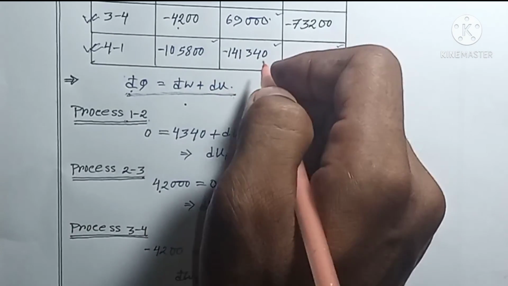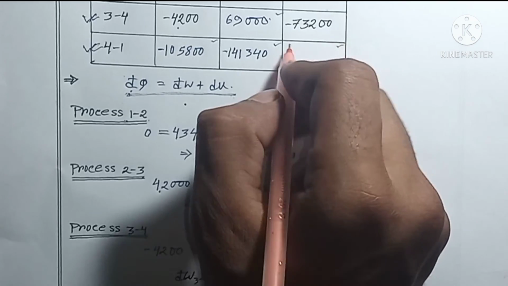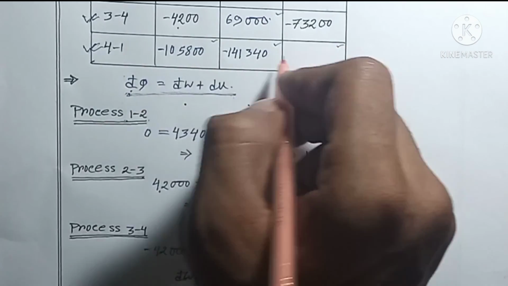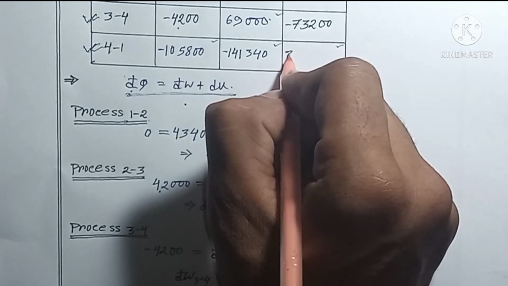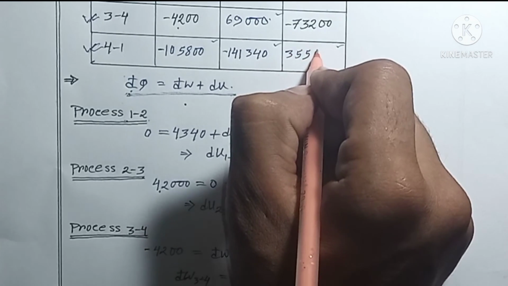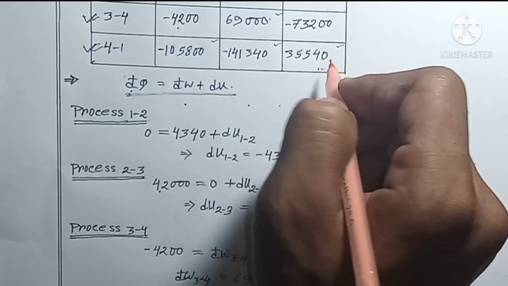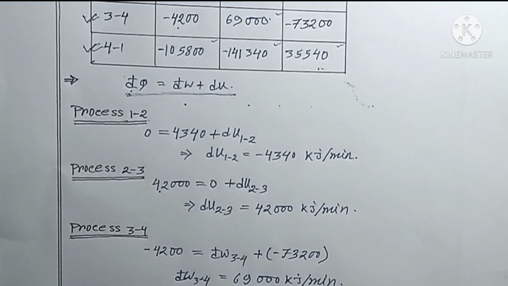Okay, so here we can see that for process 421 the work interaction is minus 141,340 kilojoule per minute, and heat interaction we already found out. Now change in internal energy is 35540 kilojoule per minute. So I think you got the point of how you can solve such kind of questions.